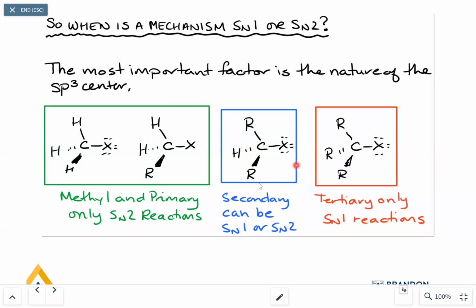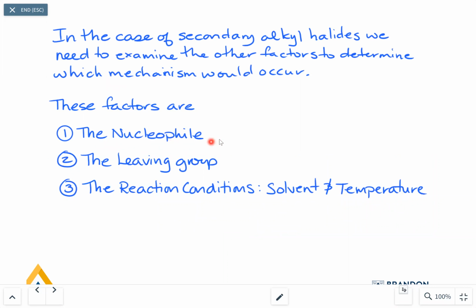And secondary can be both. So when determining if it's SN1 or SN2, the most important factor is: is it methyl, primary, secondary, or tertiary? And when it comes to secondary, since it can be both, we have to look at some other factors. And these factors are basically the nucleophile, the leaving group, and the reaction conditions.